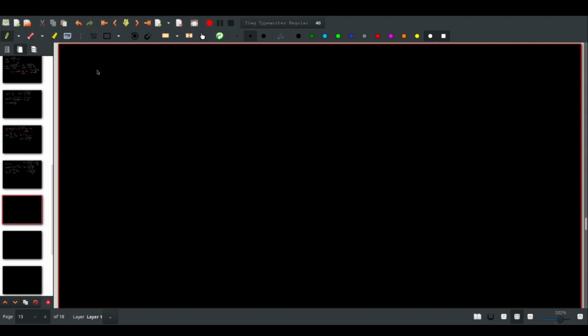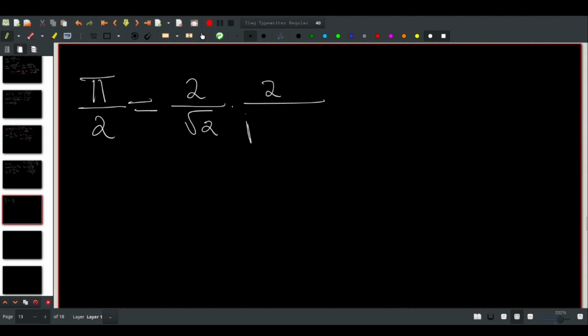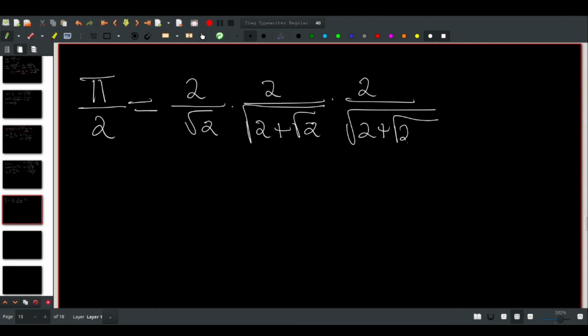Right, so actually the final result is that pi half is equal to 2 over root 2 times 2 over root 2 plus root 2, times 2 over root of 2 plus root of 2 plus root 2, and so on. And so actually I can find some particular approximations.